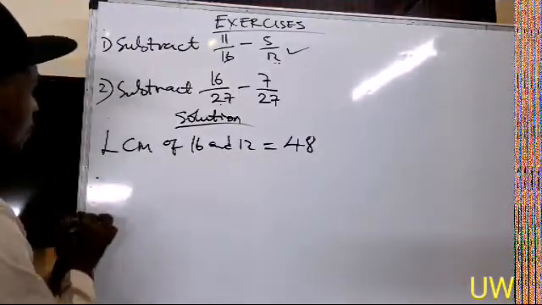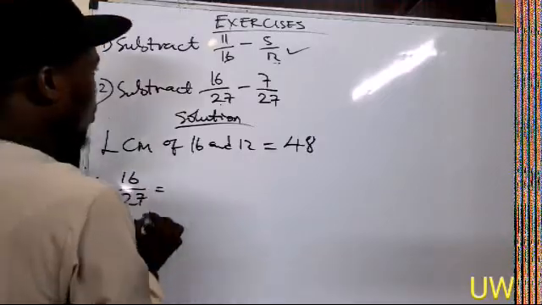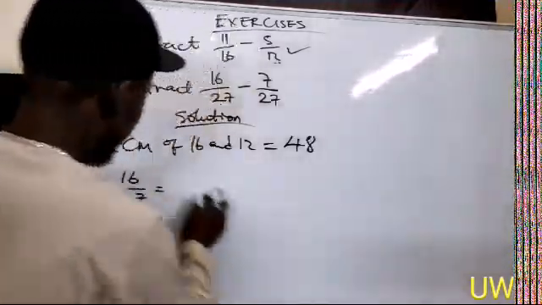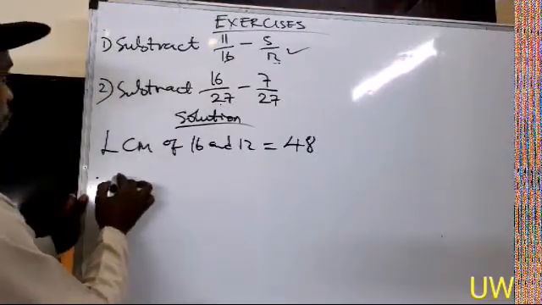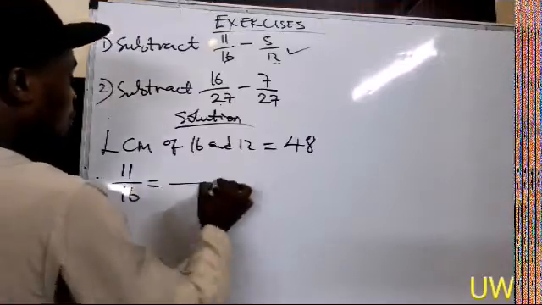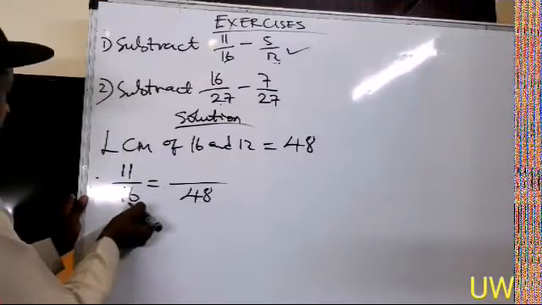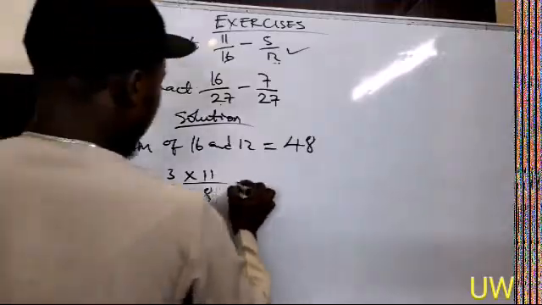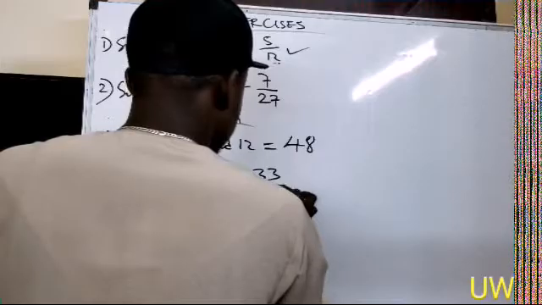Therefore, 11 over 16, which is equal to over 48. 48 divided by 16 will give us 3. Multiplied by 11 to give us 33 over 48.